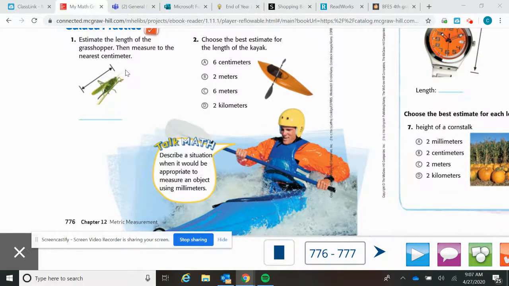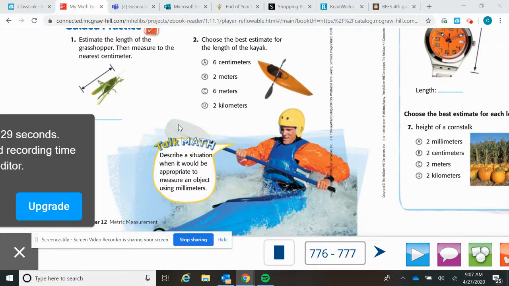All right, so just thinking about a grasshopper, I know that we don't have this right in front of us and we can't actually take a ruler to it, but if we know that a ladybug is 1 centimeter, how many centimeters do you think a grasshopper would be? Depending on how big the grasshopper is, if it's full grown or not, I'd say about 6 centimeters.